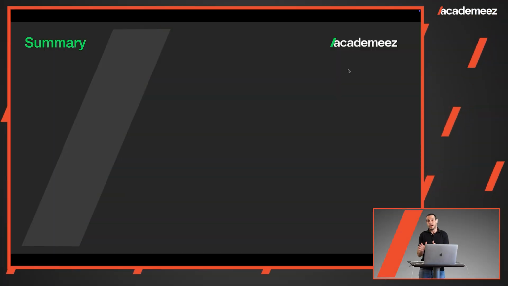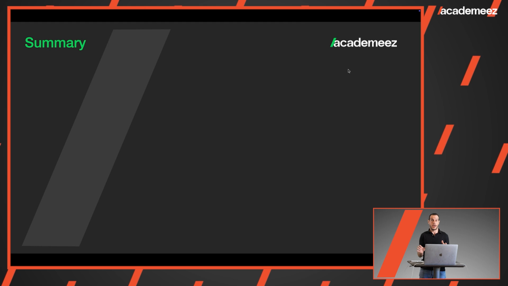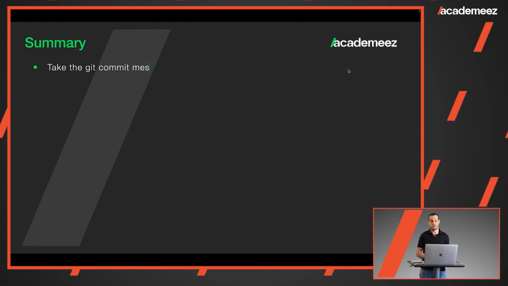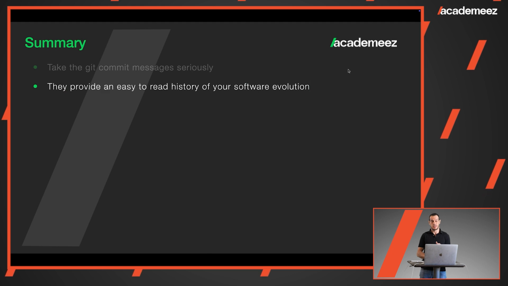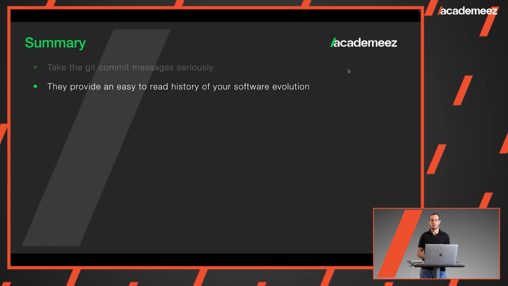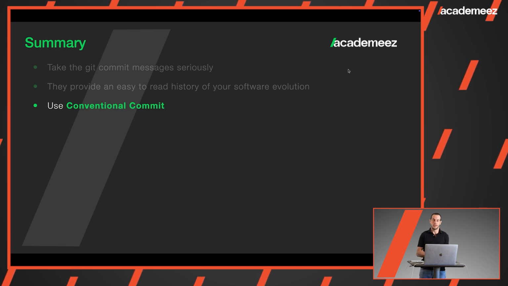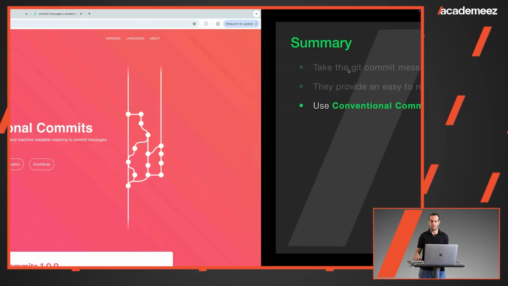So I hope after this lesson we all have a different look about the importance of commit messages. So take the commit messages seriously. It's not only an easy to read history of your software evolution, but if you use the proper commits, it also will help you automating your release process. Use conventional commit when writing the commit message.